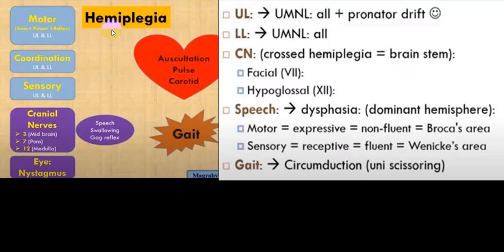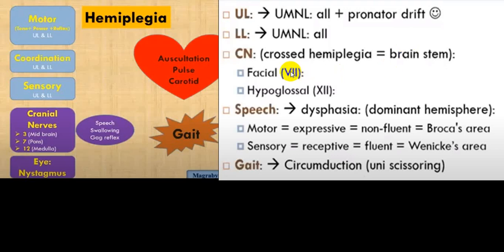So this is, now we are going through hemiplegia. So upper limb, you will demonstrate pronator drift, and you will have peculiar findings in upper limb, that is you will have upper motor neuron lesions, that is biceps, triceps, supinator will be brisk. In lower limb, knee and ankle will be brisk, and you will be able to demonstrate ankle clonus and patellar clonus. We'll have a crossed hemiplegia if there is a damage at the level of brainstem.